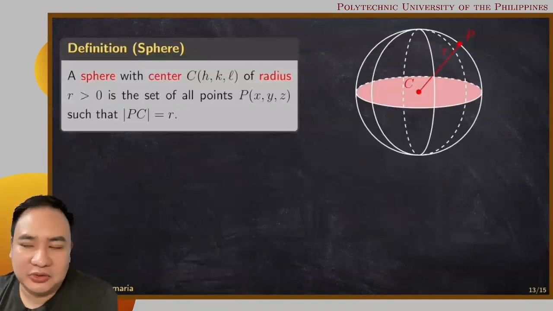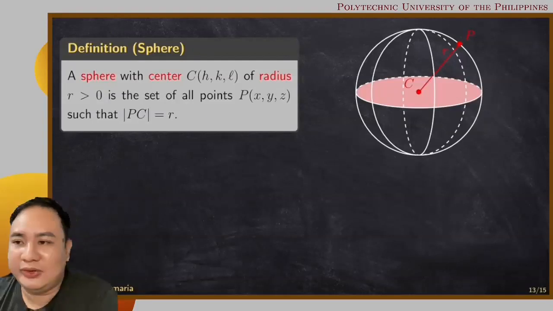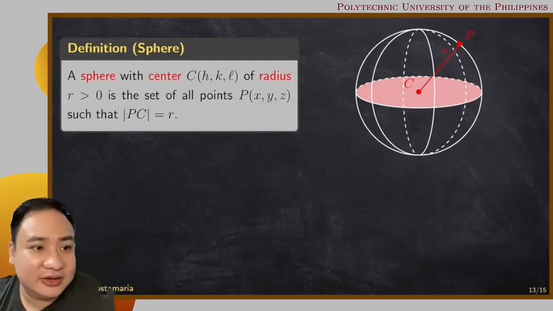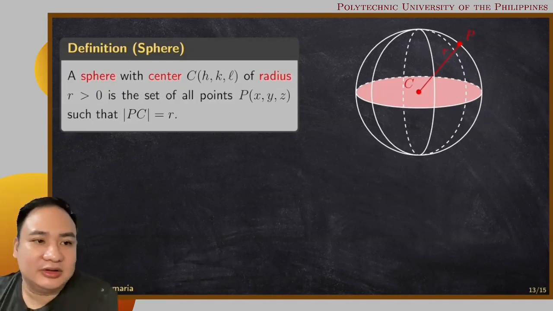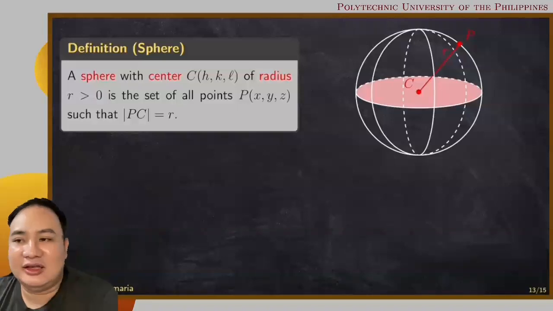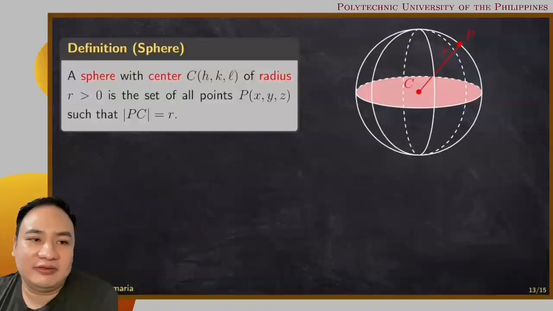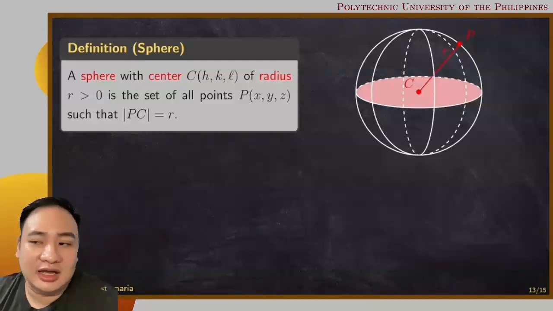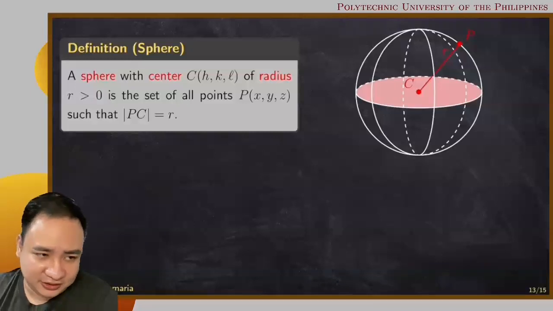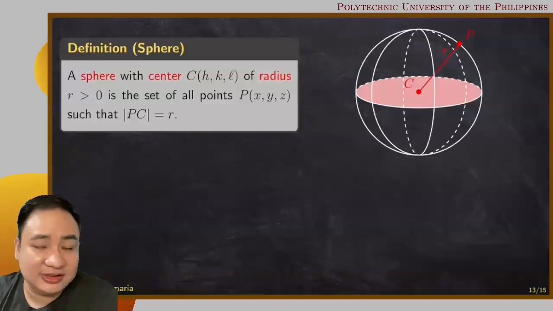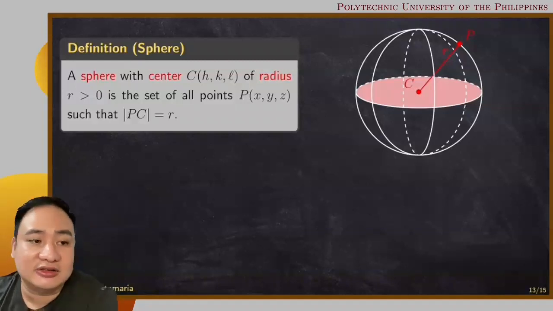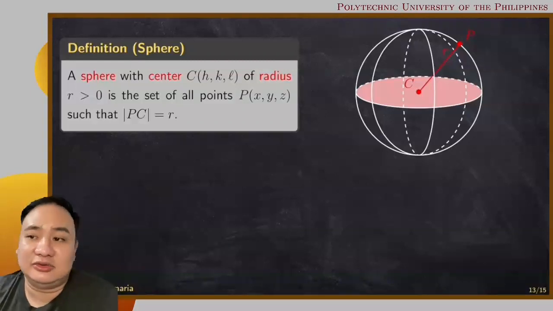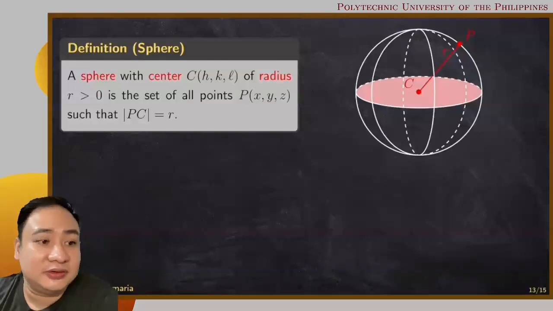Because we now know how to get distances between points, no, we can now define a sphere. No, a sphere is just a set of points in space that have a fixed distance from a given center, and the fixed distance is called the radius. So by definition, lagi may dalawang elements or dalawang arguments ang sphere, no? Isang center at isang radius. Yung center ay point, yung radius ay isang positive na number.